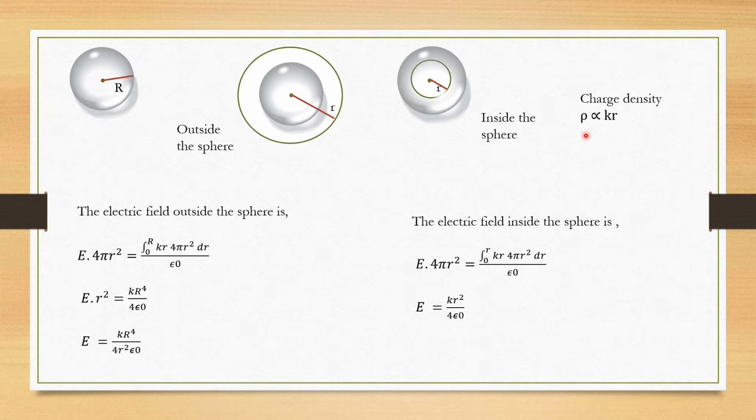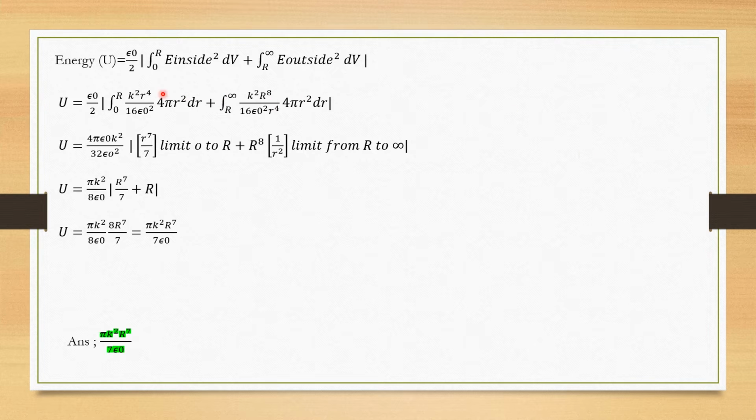Again, we are given that rho is proportional to kr. So the energy will be, we know the formula, epsilon naught by 2 integration 0 to R of E inside squared dV plus integration R to infinity of E outside squared dV. By putting all these values in this equation, we find that the total energy will be pi k squared R to the power 7 divided by 7 epsilon naught. So the answer will be pi k squared R to the power 7 by 7 epsilon naught.